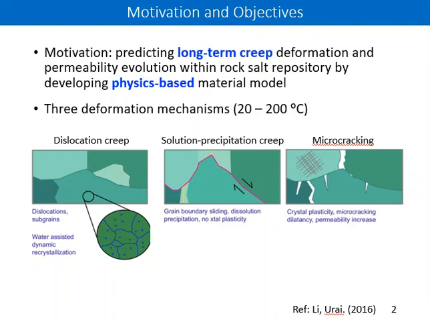The grain boundary sliding and solution precipitation creep is crucial for the long-term creep, where the creep rate is below 10 to the minus 7 per second. Under stress gradient, the salt crystal within the high-pressure region will dissolve into the grain boundary brine, diffuse along the grain boundary, and precipitate at the low-pressure region. Also, the micro-cracking and diffusion-induced crack healing is important as they influence the permeability evolution.